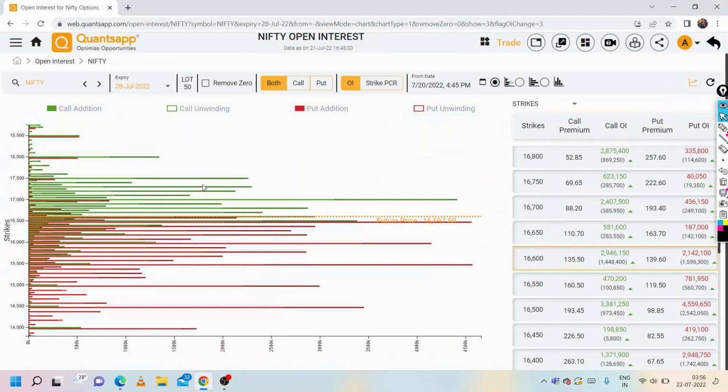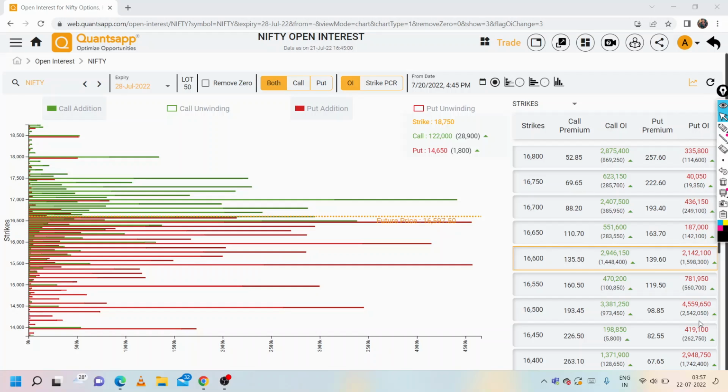As we can see, for the expiry of 28th July, 16,600 has this much number of additions done. That is 14,48,400, and on the put side it's 15,98,300. So 16,600 is having approximately equal addition on both call and put sides. So this is the equilibrium line.